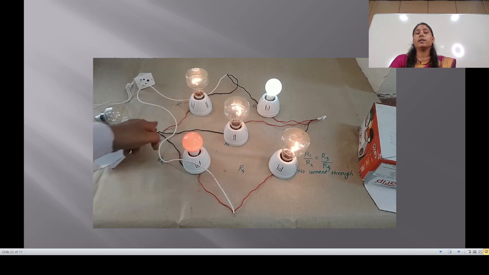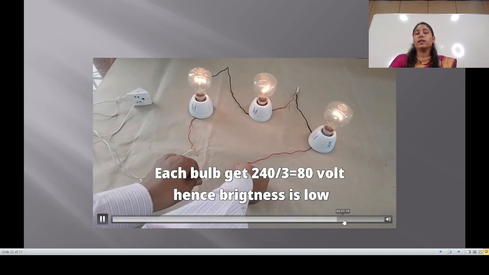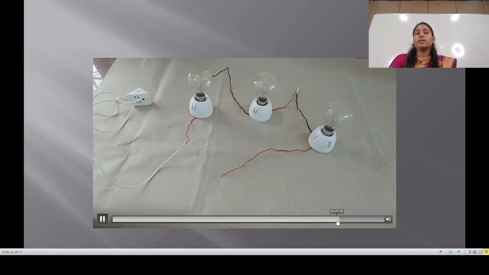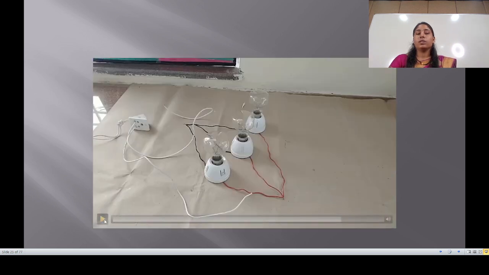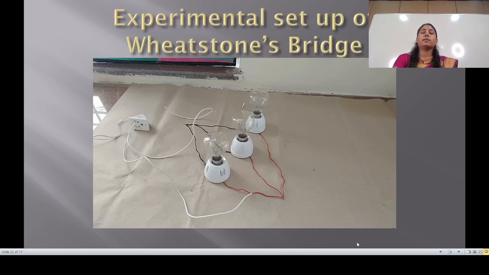See that point. See that figure neatly. Okay. So this is your experiment. Okay. So this is your animation. This is the experimental setup of the Wheatstone bridge.